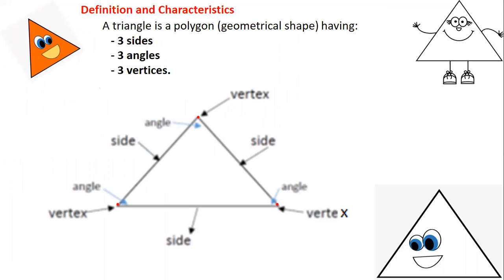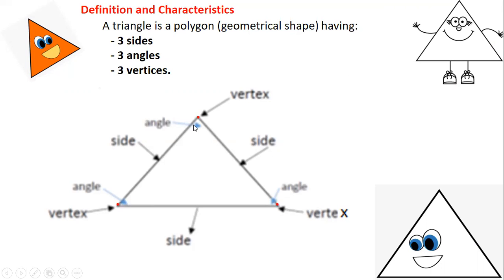Definition and characteristics of a triangle. A triangle is a polygon. It is a geometrical shape that has 3 sides, 3 angles, and 3 vertices. As you can see in this figure, this red point is a vertex, this red point is a vertex, this red point is a vertex. So we have 3 vertices.